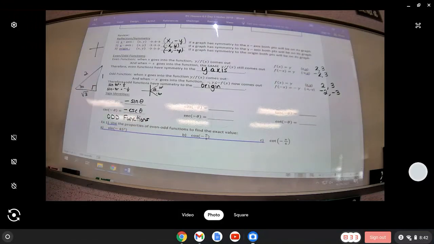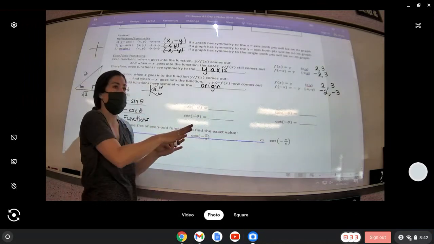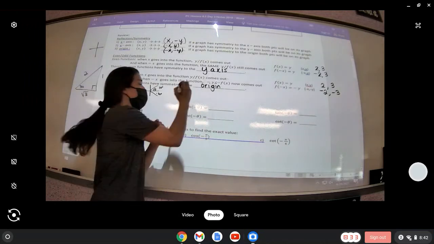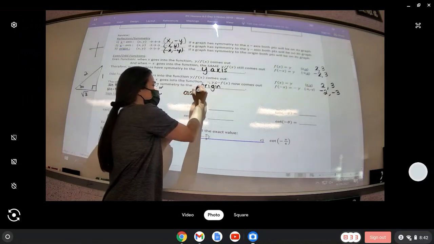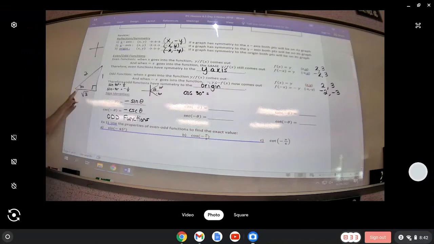All right, now let's look at cosine. This one says, what if you take the cosine of the opposite of theta? Well, let's do the real theta first. Let's do 30 degrees again. If I take the cosine of 30 degrees, that's a quadrant 1 angle. What was the cosine of 30? Root 3 over 2, right?